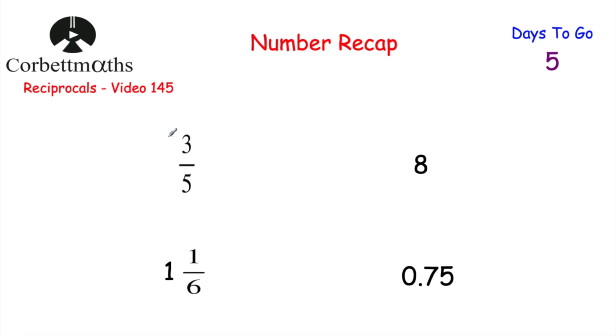Now let's have a look at reciprocals. So here are some numbers. Let's find the reciprocals. So if we wanted to find a reciprocal of 3/5, you just flip it over, so that would be 5/3. And you can change that into a mixed number if you wanted to. If you've got a number such as 8, you want to find the reciprocal of 8.